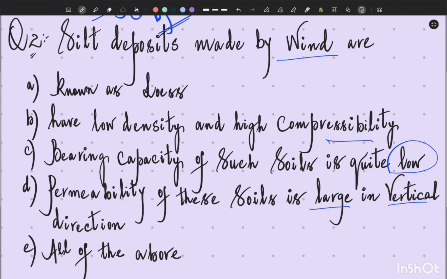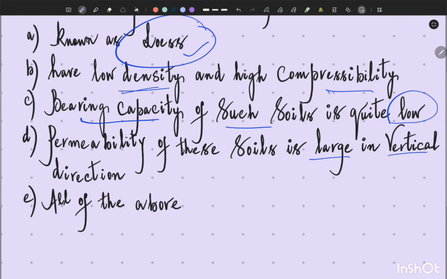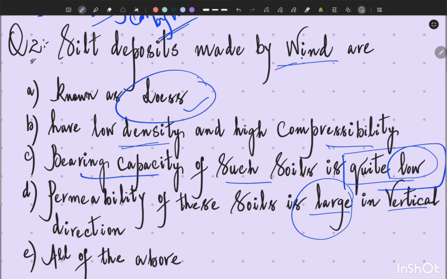The question is silt deposits made by wind. Which one is the correct answer? Yes, it's true that silt deposits made by wind are known as loess. It's true that they have low density and high compressibility. Loess is a silt deposit made by wind. The bearing capacity of such soils is quite low, and permeability in the vertical direction is also quite large. So these are all the features of silt deposits made by wind.